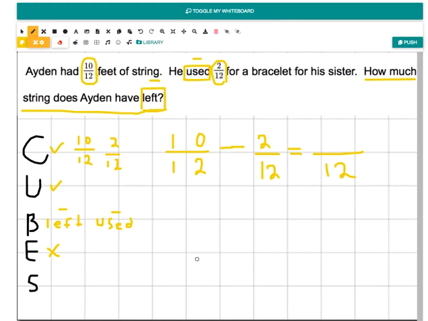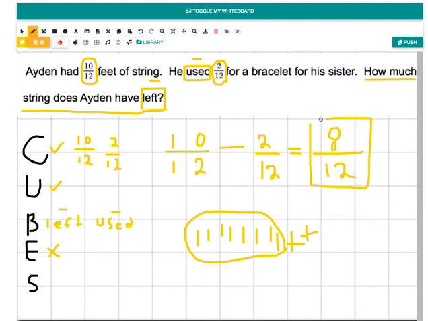And if you don't know 10 minus 2 in your head, you could draw 10 lines. 1, 2, 3, 4, 5, 6, 7, 8, 9, 10. And you're going to take away 2 of them. So 1, 2. And then you're just going to count how many are left. So I have 1, 2, 3, 4, 5, 6, 7, 8. So my numerator is 8. So he has 8/12 feet left. So that would be our answer. This was a subtraction problem.